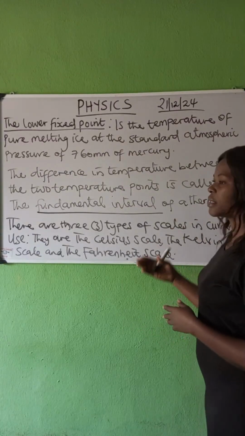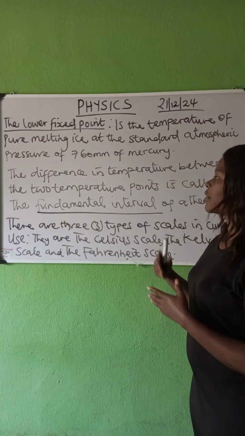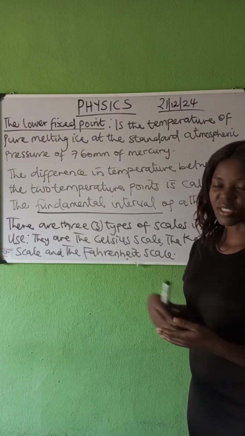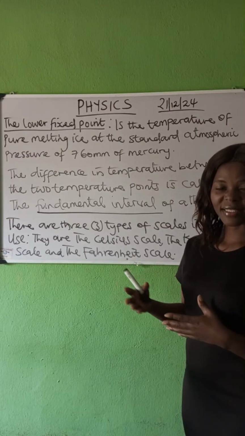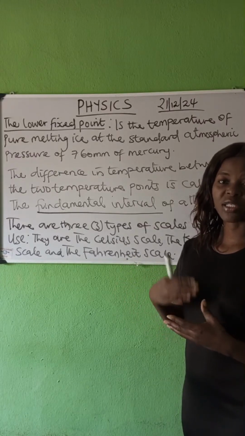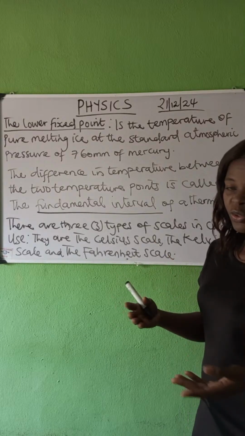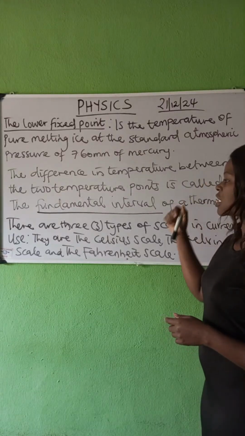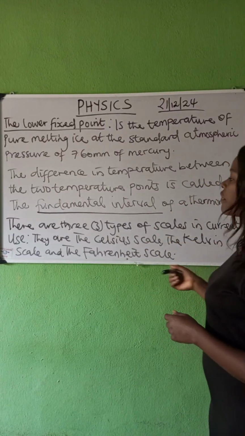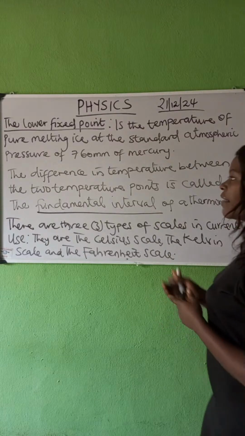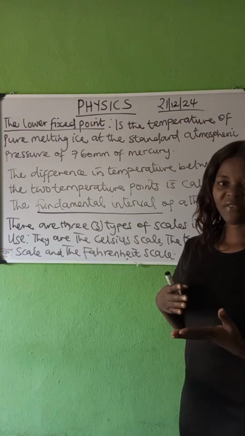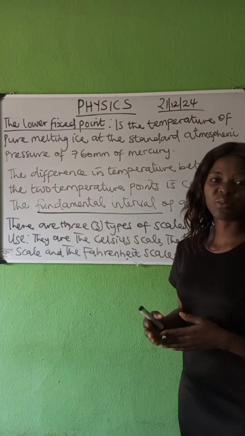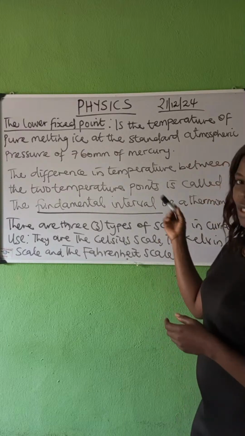Pure melting ice. Let me say, bring out your ice from your freezer. It has its temperature as well, 0 degrees Celsius. And even if the ice is melting, it's still the same temperature of 0 degrees Celsius because the water is still cold. Do you understand? All right, so the difference in temperature between the two temperature points is called the fundamental interval of a thermometer. How do I mean? We have the upper fixed point and we have the lower fixed point. So the difference between the upper fixed point and the lower fixed point is said to be the fundamental interval. I'm going to explain that further.